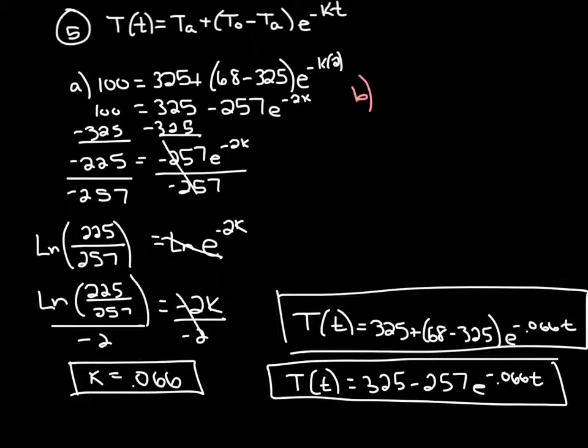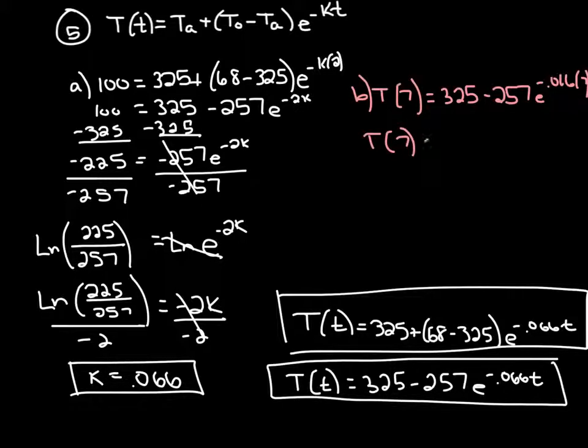So what we're going to do is I'm going to use the second equation right here, and all I'm going to do is replace the little t with a 7 because it's 7 hours later. So we're going to have T of 7 equals 325 minus 257 e to the negative 0.066 times 7 power. And you could just plug that right into your calculator, and when you do, I wound up with 163.0843, but they wanted it to the nearest degree, so it would be 163 degrees Fahrenheit.